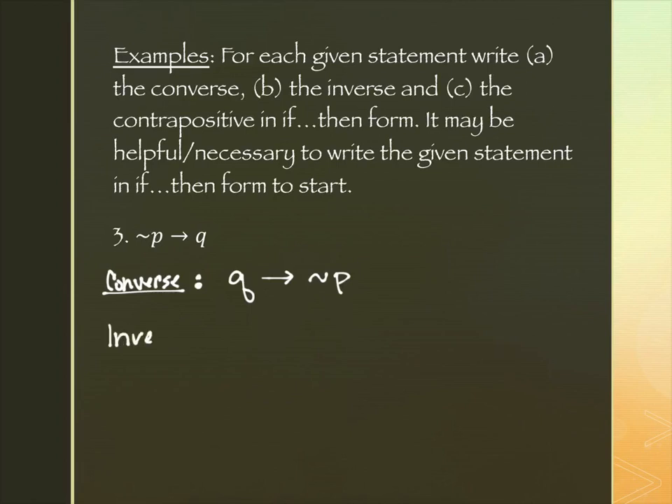What does my inverse do? Keeps them in the same spot, but changes the negation. Right. Keeps them where they are, but if it's a negation, I'm going to remove it, and if it doesn't have a negation, I'm going to put it in. Okay? So at the beginning, there it said tilde P, now it will say P, and at the end it said Q, and now it will say tilde Q. Fabulous. And the last one, contrapositive.